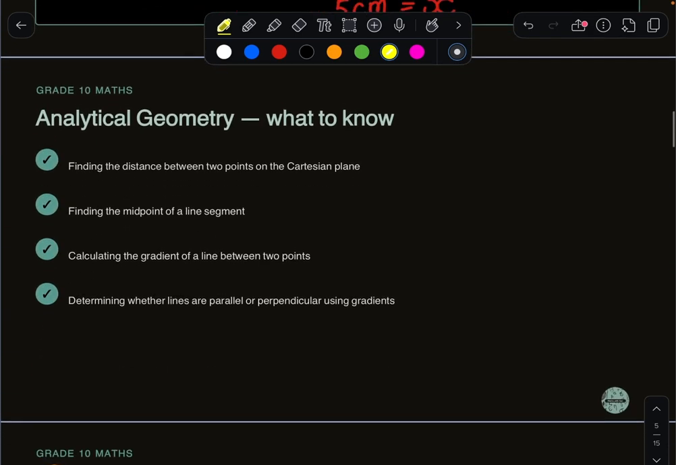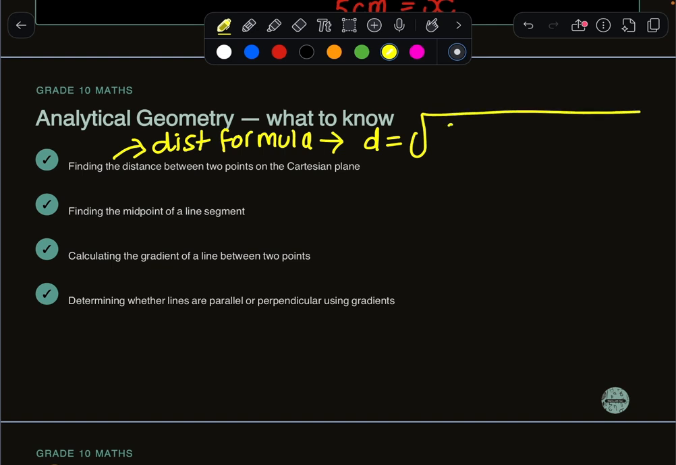You're also going to be looking at analytical geometry, which is a few more formulas to study. So finding the distance between 2 points on the Cartesian plane. So this is the distance formula that you have to know. Again, it's a little bit annoying to memorize, but you are going to use it for the next 3 years. And so this is our distance formula. So the distance between 2 points is the square root like this. It is x2 minus x1 squared plus y2 minus y1 squared.